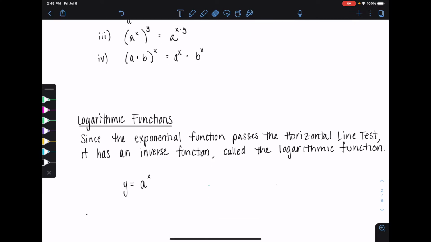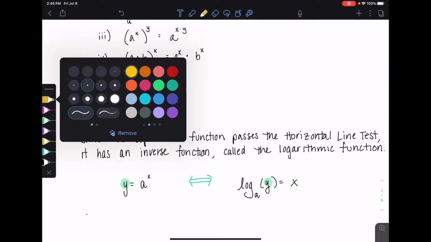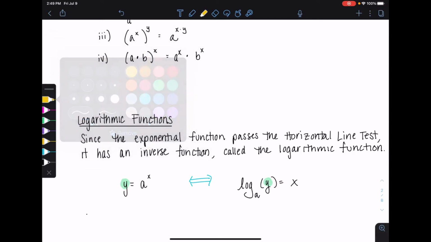So basically, if I have this exponential function y equals a to the x, it has an inverse, and remember, it means those roles of x and y switch. So this logarithmic function is equivalent to saying, if I take log base a of y, it's going to give me x. So basically, the output of my exponential becomes the input of my logarithm. The base of my exponential is the base of my logarithm. And then here, this was the input for my exponential. It is the output for my logarithm.